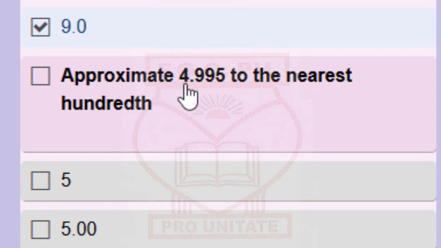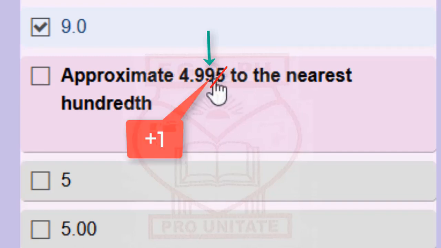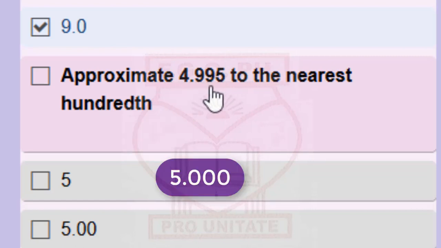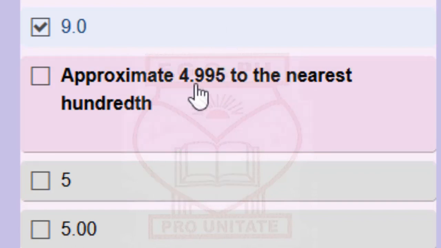To approximate 4.995 to the nearest hundredth, 5 will be rounded up because the hundredth digit is this 9, and that makes this become 5.000. Now we should knock off just the last 0 because we need enough zeros to fill up to the 100th place, and so we got 5.00.